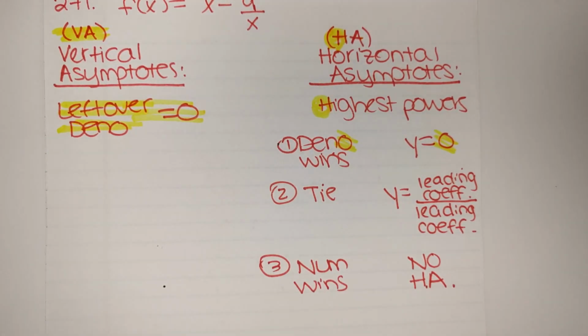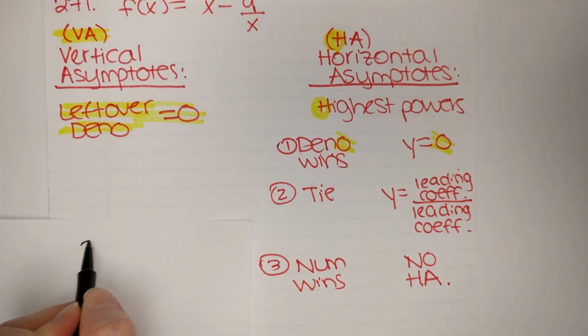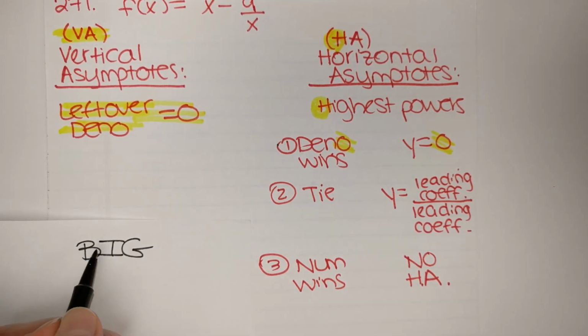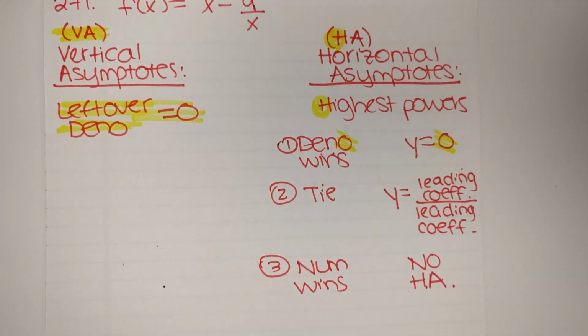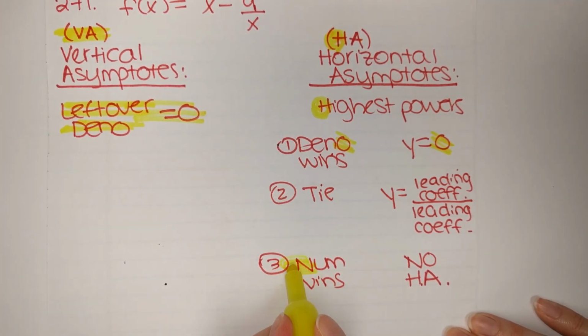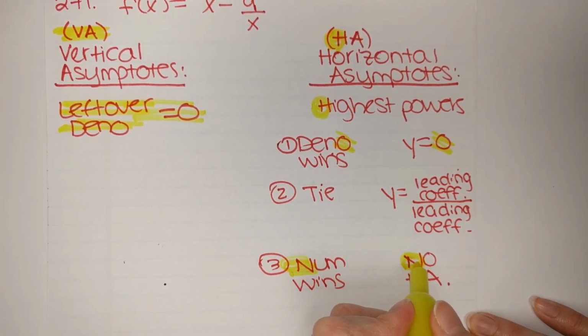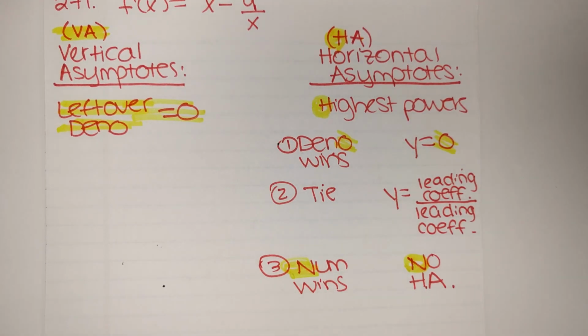Now, if the numerator wins, then that means you just have a really big number. And that number that's big is going to get bigger and bigger and bigger. And so there's not going to be any flattening out of the graph. So when the numerator wins, I always think about the little n in numerator and n and no, because we're just getting bigger and bigger forever.